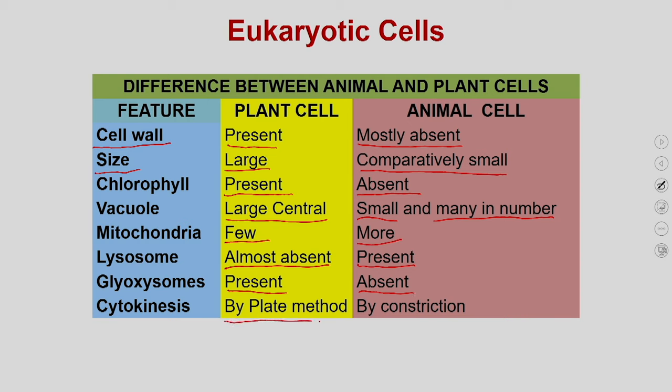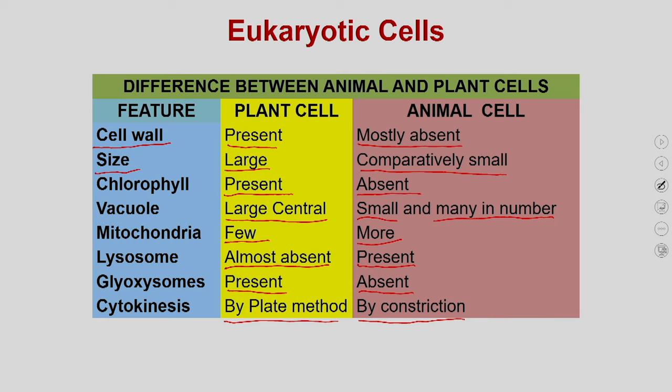Plant cells divide by a plate method, which is different from animal cells, which divide by constrictions, and these constrictions are mediated by microtubules.